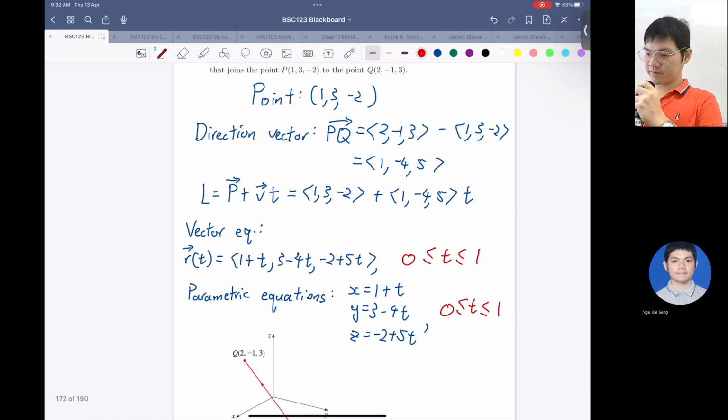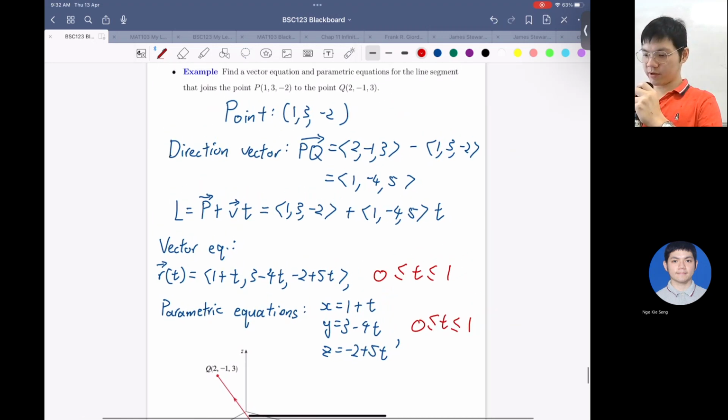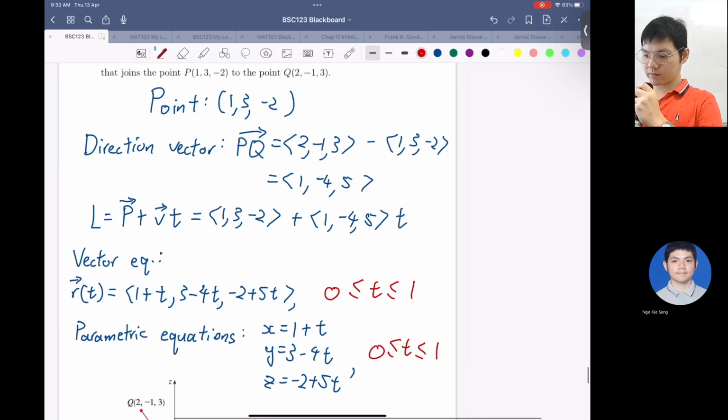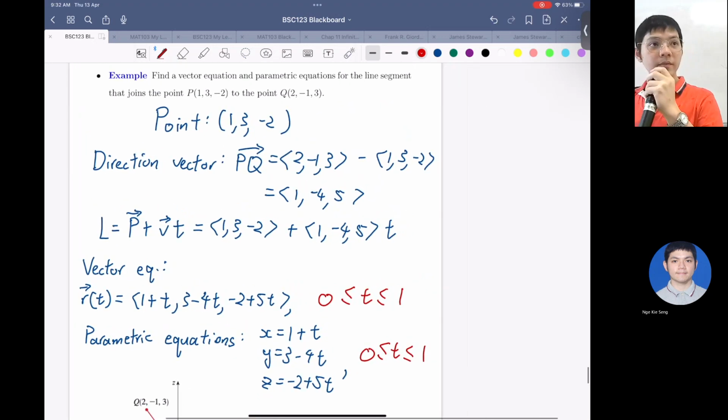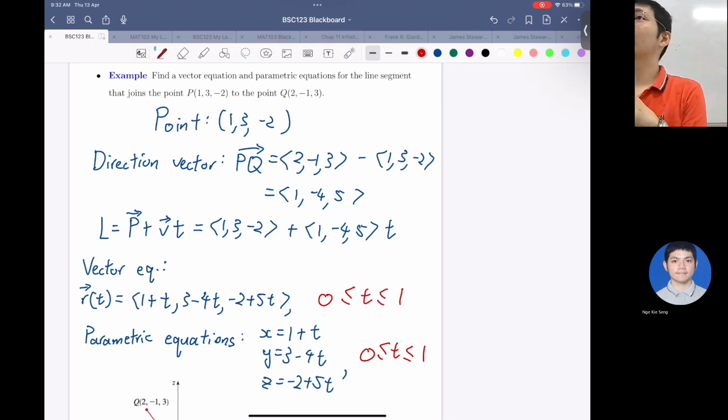There you go. Managed to compute PQ. Any problem? Question? Okay. So does everyone get the vector equation? Parametric equation? Yes, okay. Did anyone put down the domain or not?